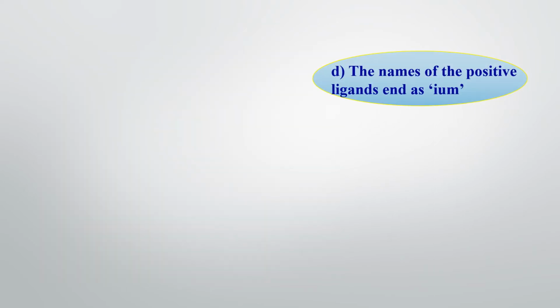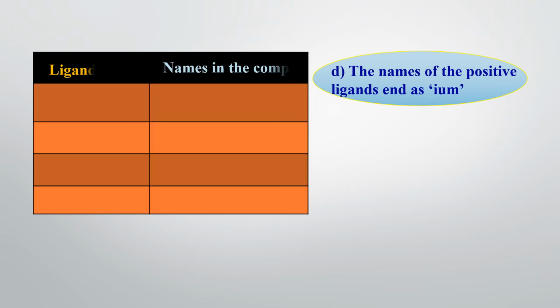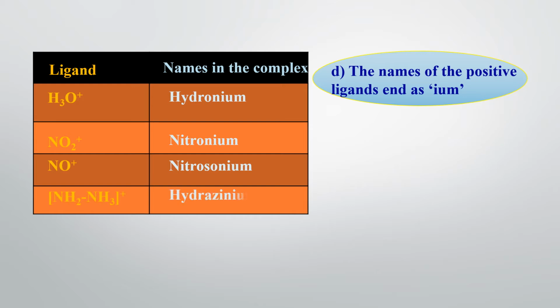The names of positive ligands end in IUM. Take positive ligands. Hydronium ion has a positive charge. It is called hydronium ion only. NO2 plus is called nitronium. NO plus is nitrosonium. NH2NH3 plus is hydrazinium.